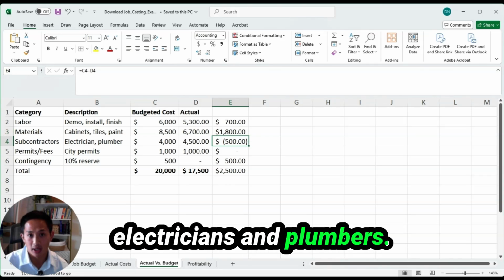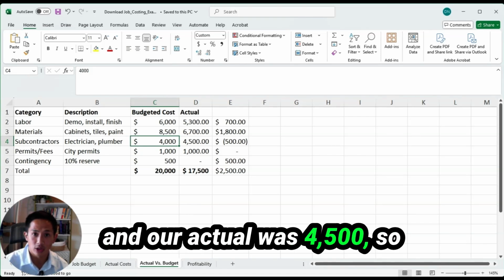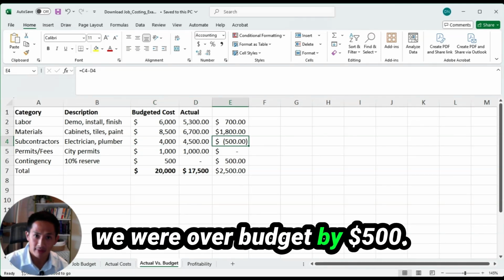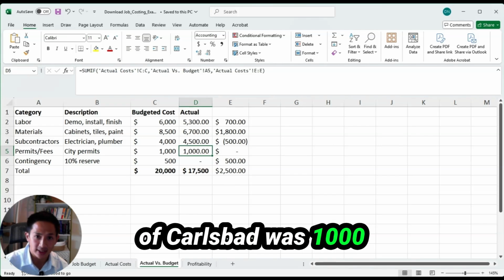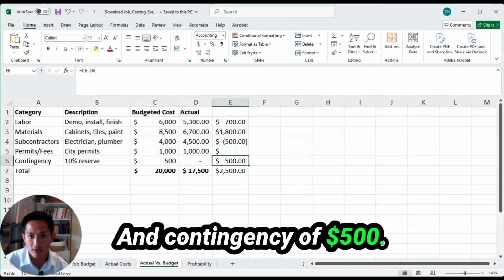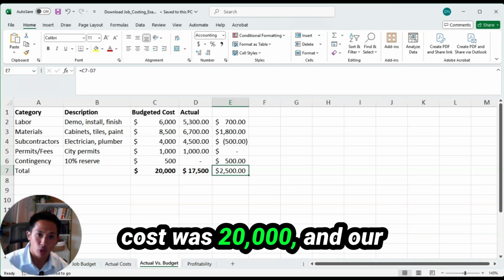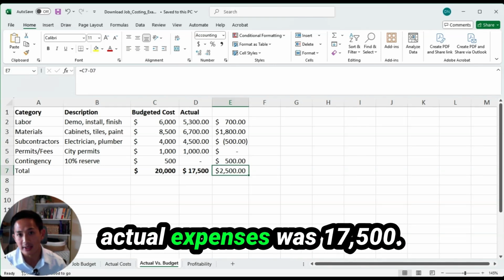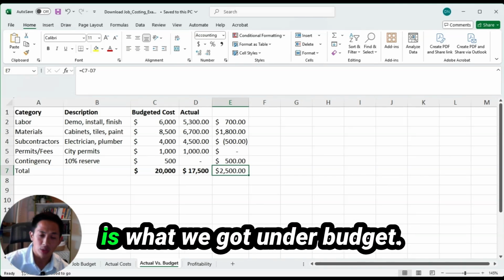Subcontractors, electricians and plumbers, $4,000 is what we budgeted, and our actual was $4,500. So we were over budget by $500. Permits with the City of Carlsbad was $1,000 is what we expected, so no difference there, and contingency of $500. So in total, our budgeted cost was $20,000. Our actual expenses were $17,500. So a difference of $2,500 is what we came in under budget.